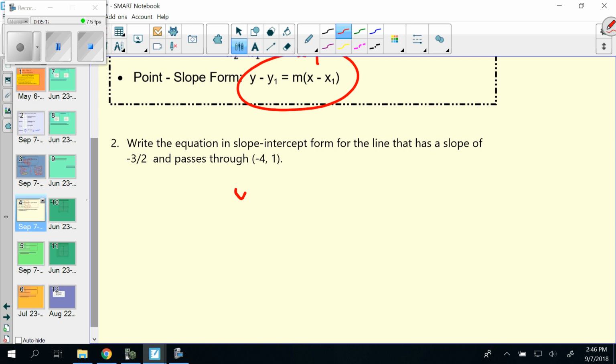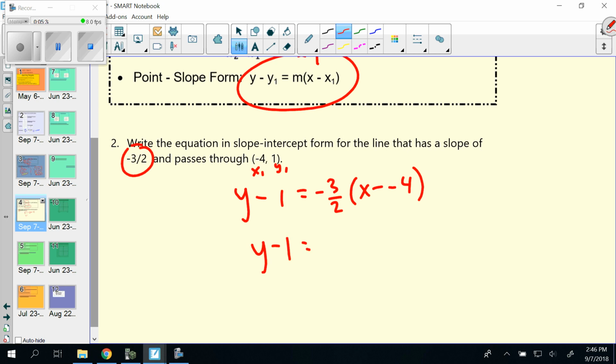So we're going to have y minus our y1, which is 1, equals our slope, -3/2, times x minus our x point, or x1, which is -4. Okay, so now let's go through and simplify, starting on the right side because there's more to do there. Minus a negative is the same as plus here. And then we're going to need to distribute.